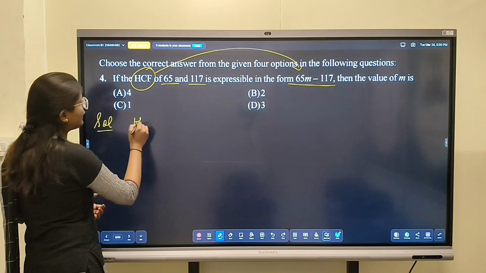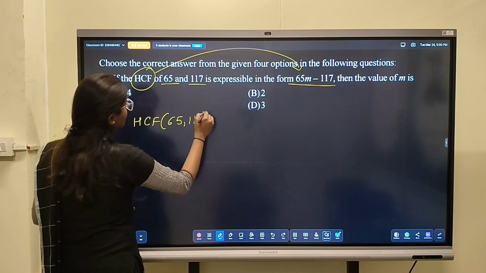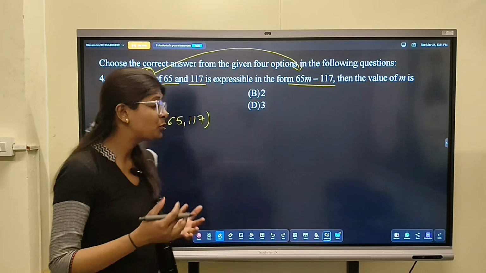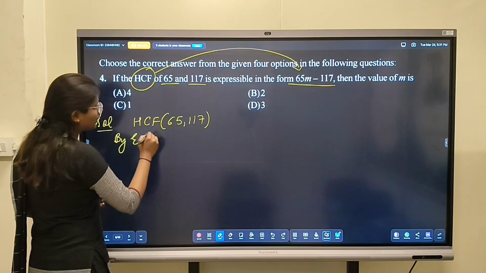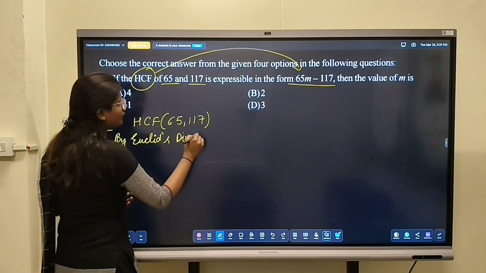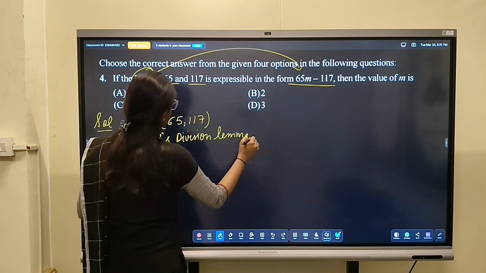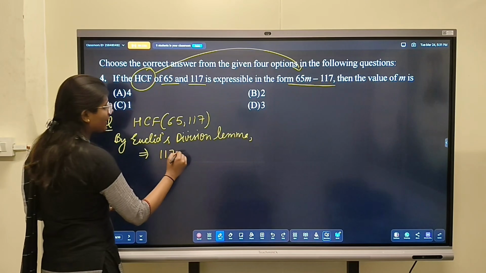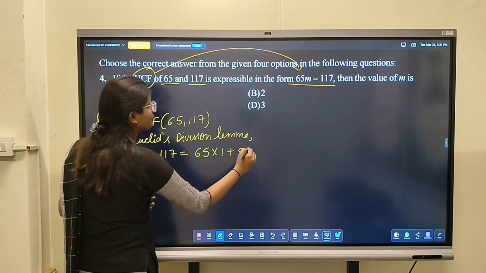We will find the HCF of 65 and 117. I hope you remember the Euclid's division lemma. How do we write using that? By Euclid's division lemma, how do we represent it? Can we write 117 as 65 times 1 plus 52?